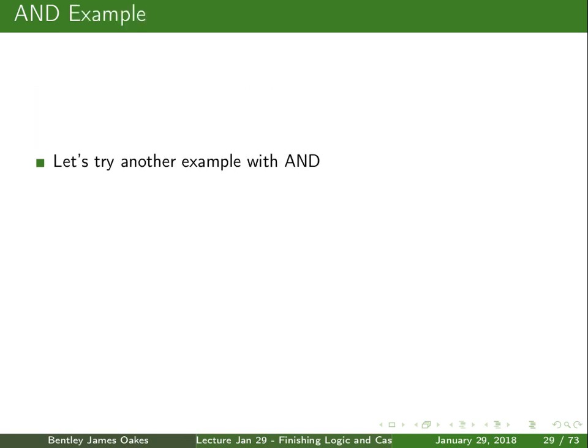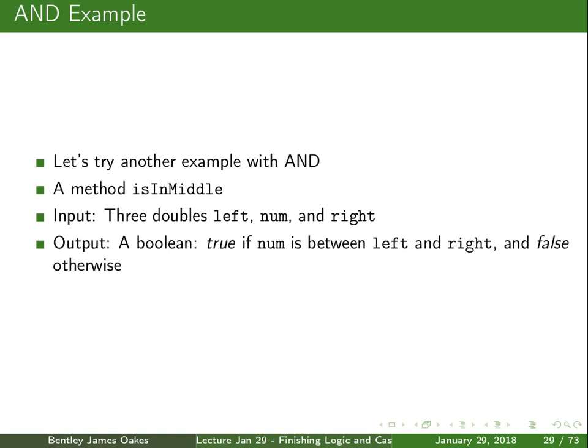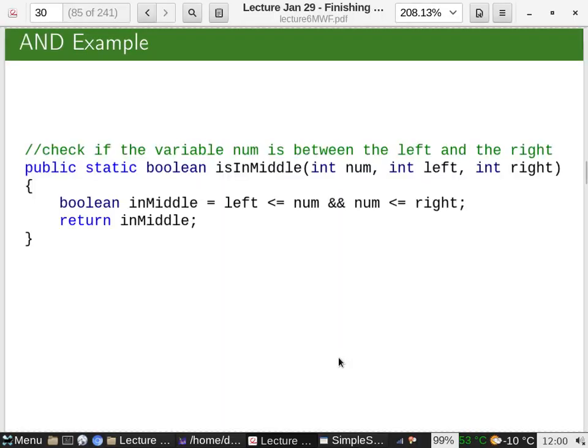Anyways, let's try another example with and. A creative method is in middle, because I know you guys love methods. This is a method that takes three doubles, left, num, and right. It's going to return true if the num is between left and right, and false otherwise. So I'm going to write this code. It's pretty small.